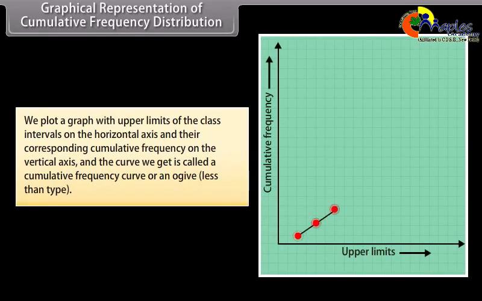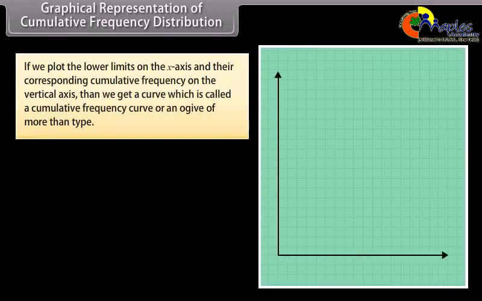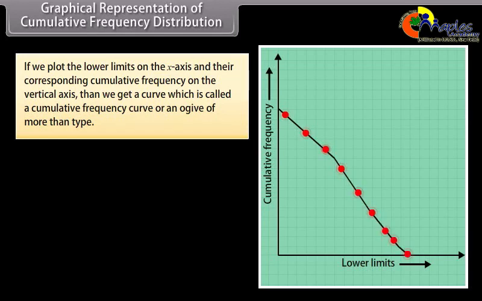Graphical representation of cumulative frequency distribution. In this, we plot a graph with upper limits of the class intervals on the horizontal axis and their corresponding cumulative frequency on the vertical axis. The curve we get is called a cumulative frequency curve or an ogive of less than type. If we plot the lower limits on the x-axis and their corresponding cumulative frequency on the vertical axis, then we get a cumulative frequency curve, an ogive of more than type.